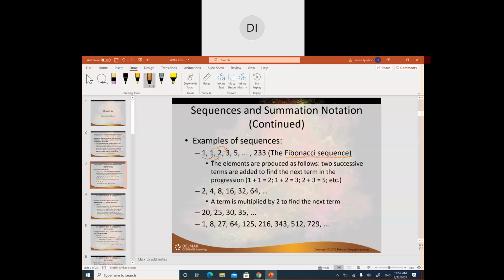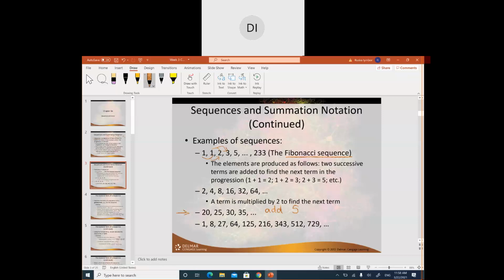There's another example. You have the numbers 2, 4, 8, 16, 32, 64, and so on. This is a sequence where each term is multiplied by 2 to find the next term. Okay, so that's the rule here. And then you have another 2 examples, and let's find out what's happening here. So if I have the numbers 20, 25, 30, 35, what are you doing here? What is the rule for this sequence? Adding 5. You're adding 5, that's right. So adding 5 to each term to get the next one, right?